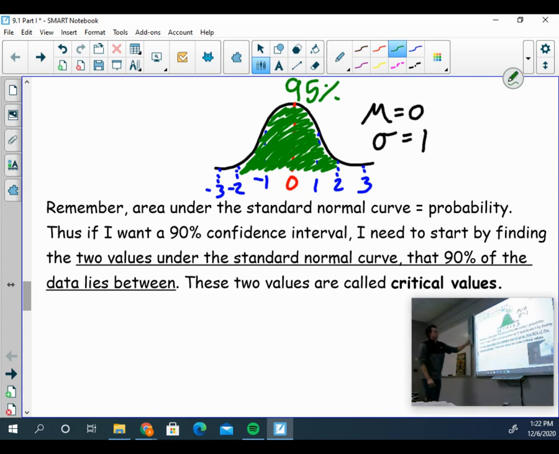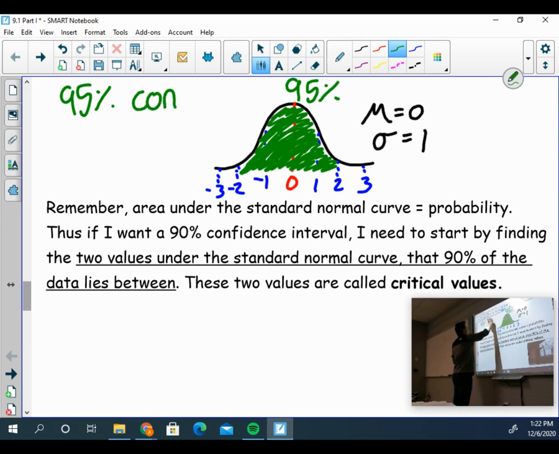But I can flip that statement around. Instead of saying that 95% of the data falls between -2 and 2 on the standard normal curve, since area under the normal curve equals probability, I could say I am 95% confident that a random variable Z, the term we use when we're working with a standard normal curve, is between -2 and 2.